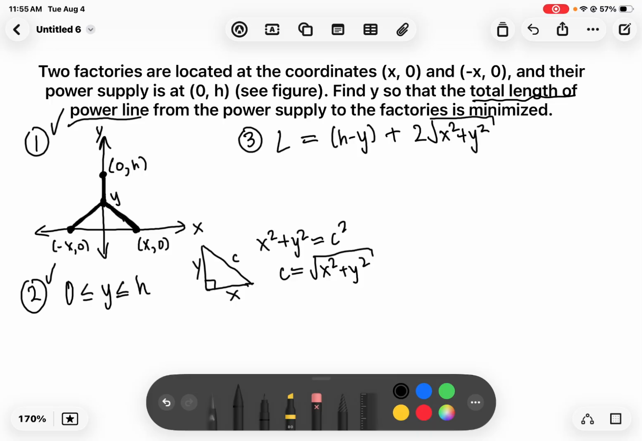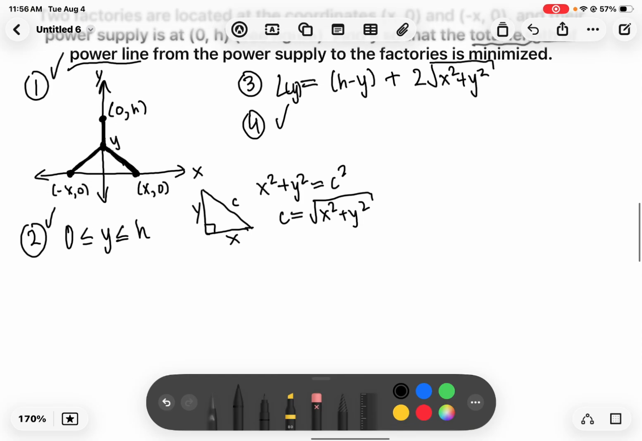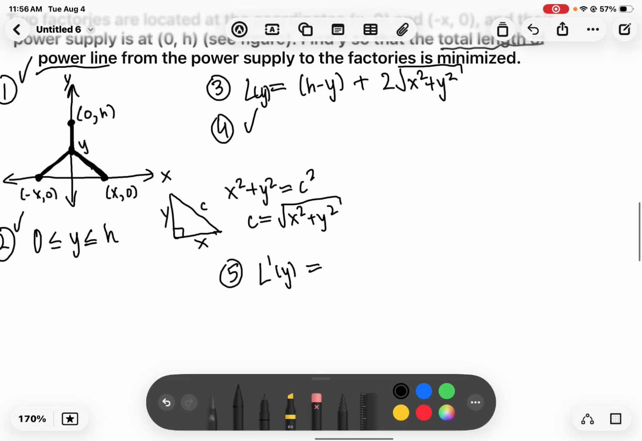So our total length function L is h minus y plus 2 square root of x squared plus y squared. This is a function of y, because remember, y is our only variable in this case. So step 4 is automatically taken care of. We don't have any variables except for y, so we already have L in terms of one variable. Now we can move on to step 5, which is differentiate. Let's differentiate L of y with respect to y.